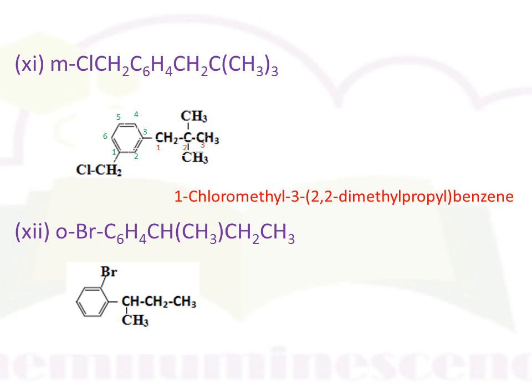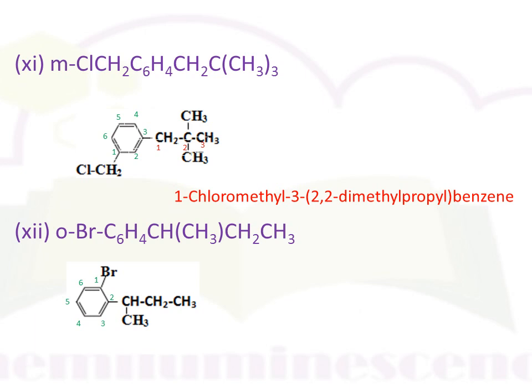For naming this compound, first we indicate the position of the substituent or side chain by the proper locant. We begin the numbering from this carbon on which bromine is bonded. If you go anti-clockwise, this carbon is second, this one is third, this one is fourth, this one is fifth, and this one is sixth. But if you go in the clockwise direction, the carbon on which this group is bonded comes at the second position. Hence we are giving the numbering this way.